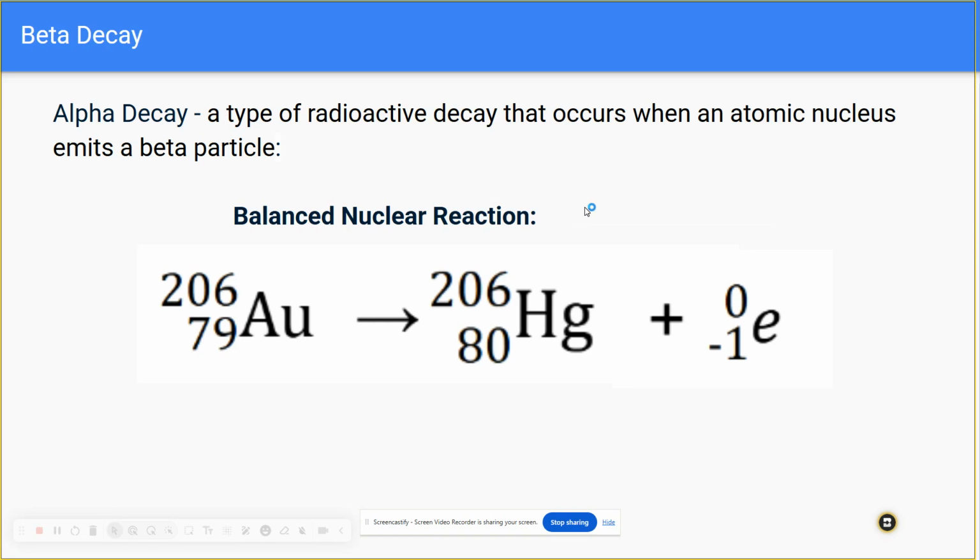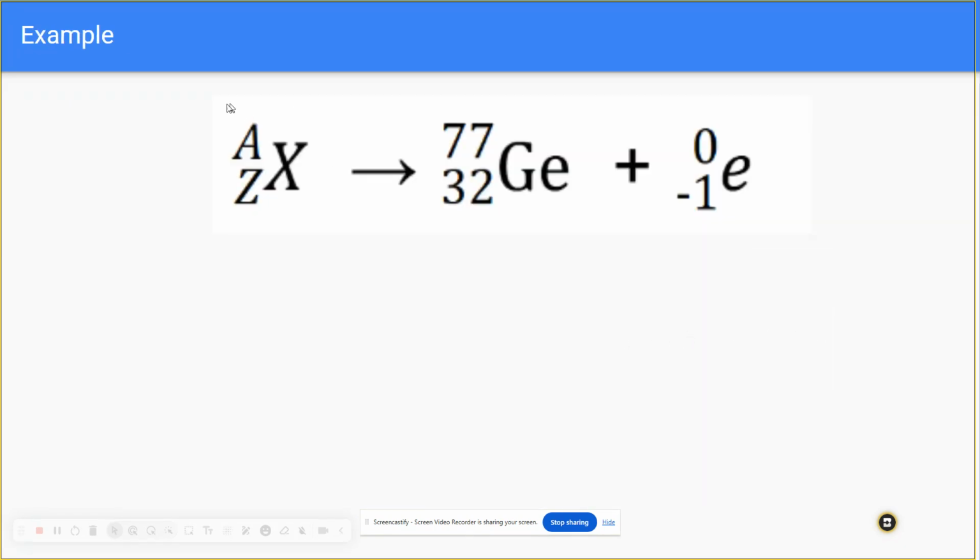We have beta decay. Beta decay is when a nucleus emits a beta particle, and this is a beta particle right here. So you can see that our mass doesn't change. The only thing that changes is the atomic number, which changes the identity of that atom, and then it emits the beta particle. Just like the other example, we have to find the identity of the unknown particle, and the way we do that is we do the math over here. 77 plus 0 is going to be 77. 32 minus 1 is 31, and 31 protons gives us the identity of that atom.